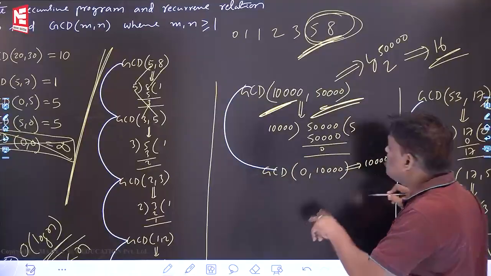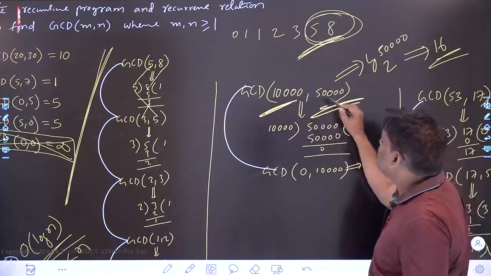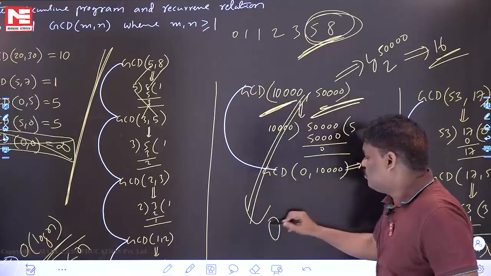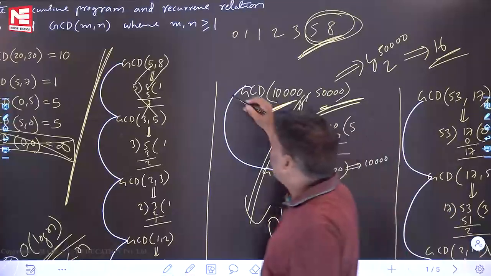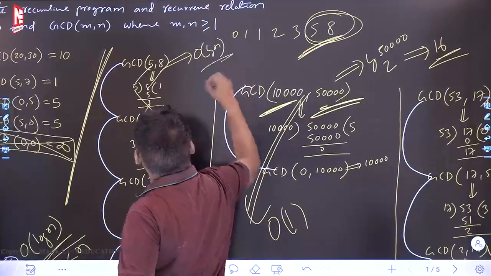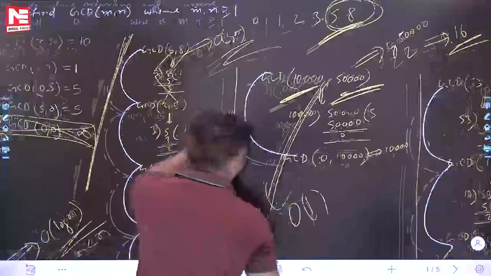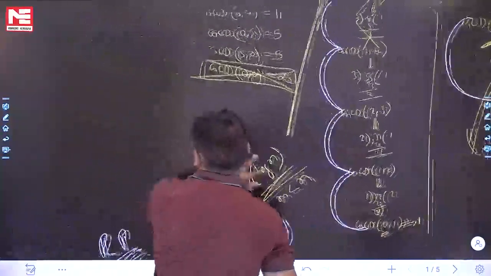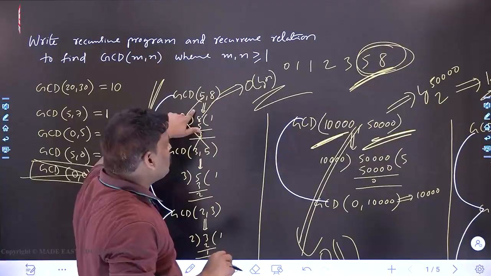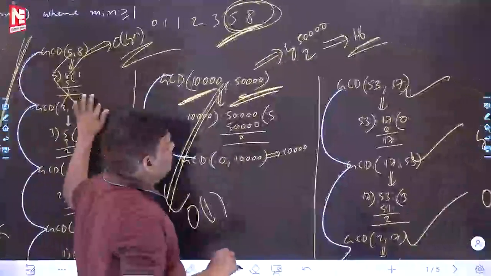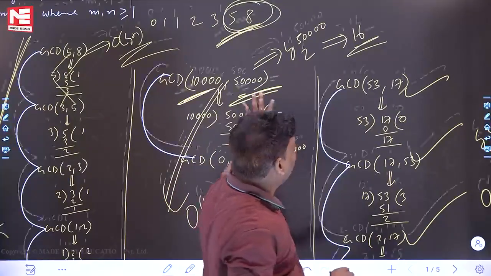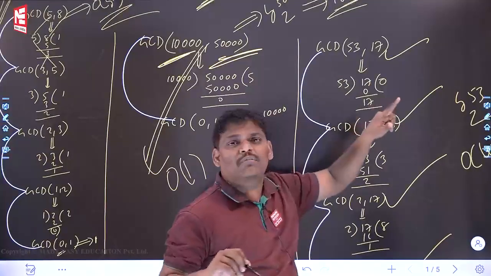GCD gives the best case, stopping immediately, if the given two numbers are multiples of each other. This is the best case, and this is the worst case, log n. Please be careful. Consecutive Fibonacci numbers give the worst case; multiples of each other give the best case, 1. Then what about the remaining cases? Try to remember.